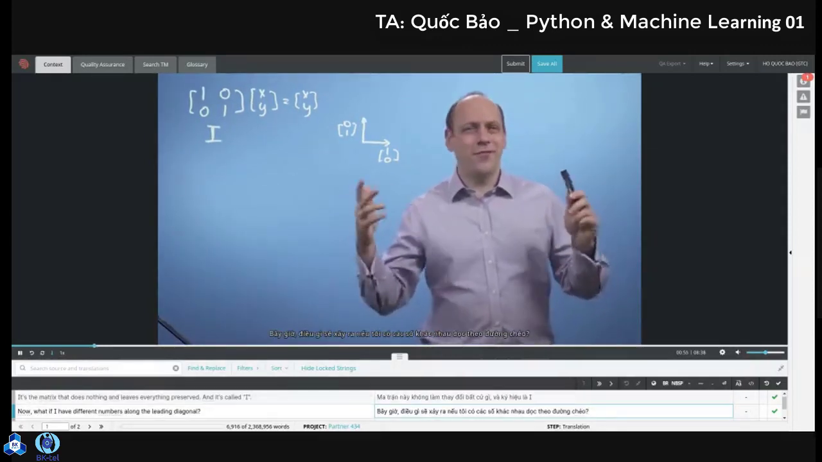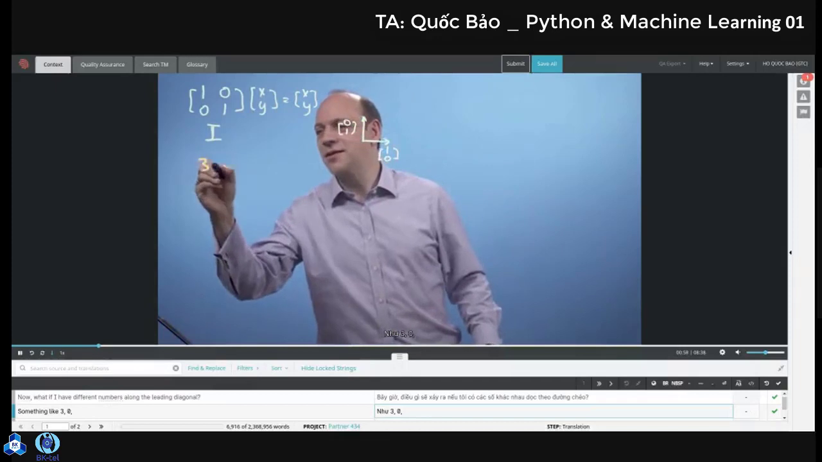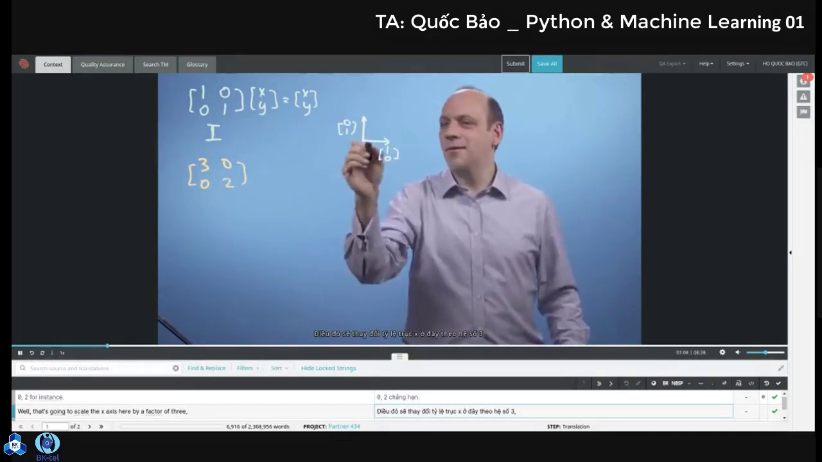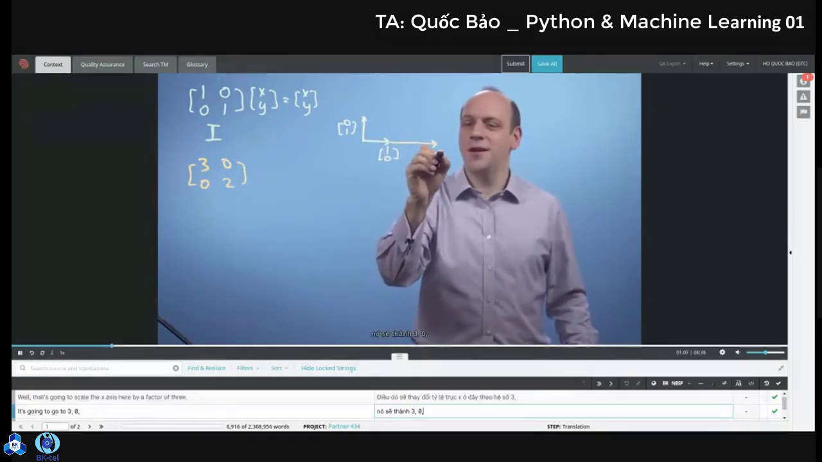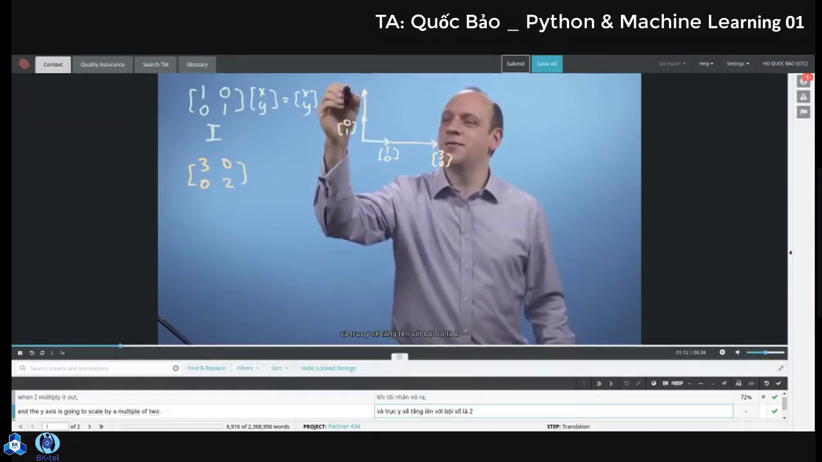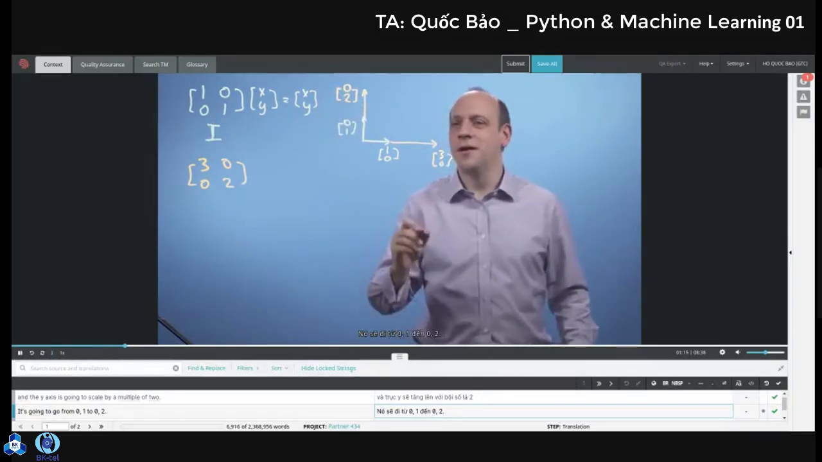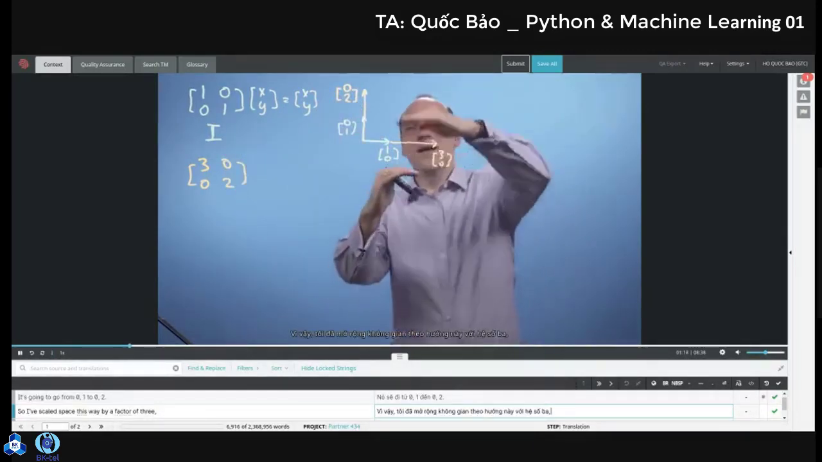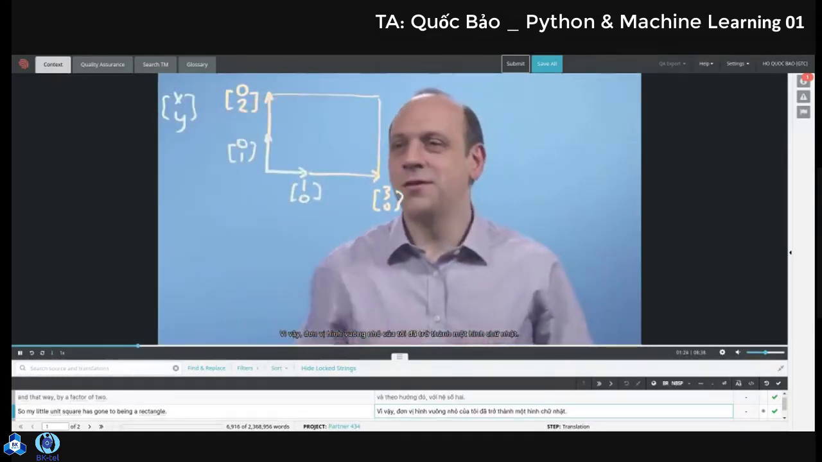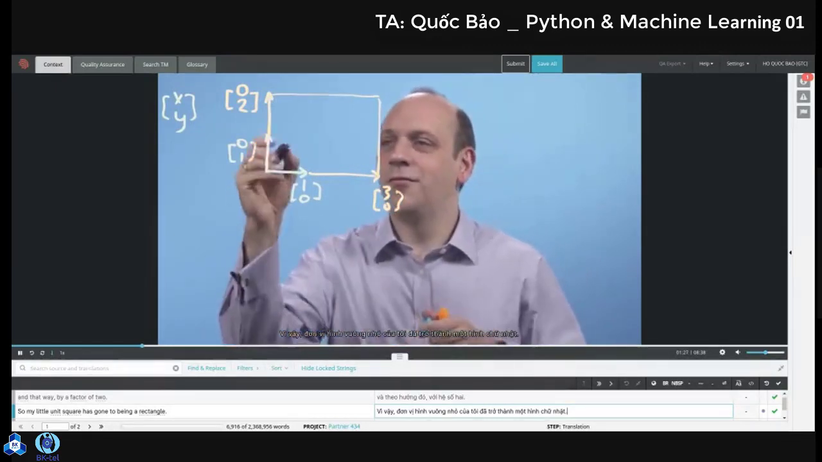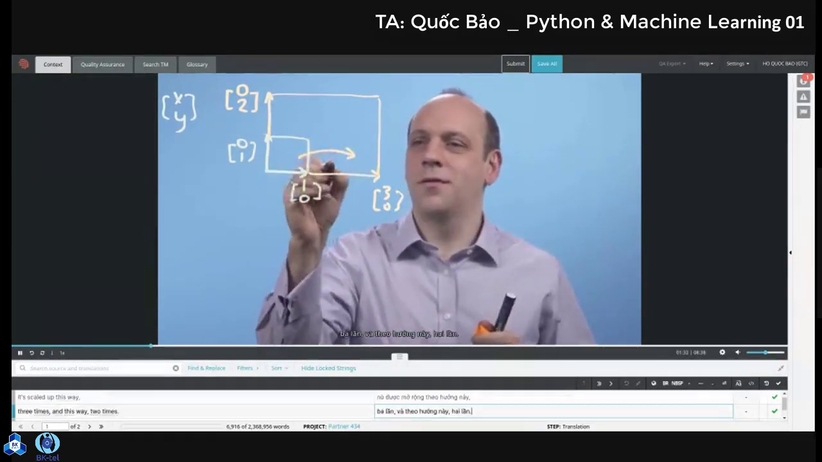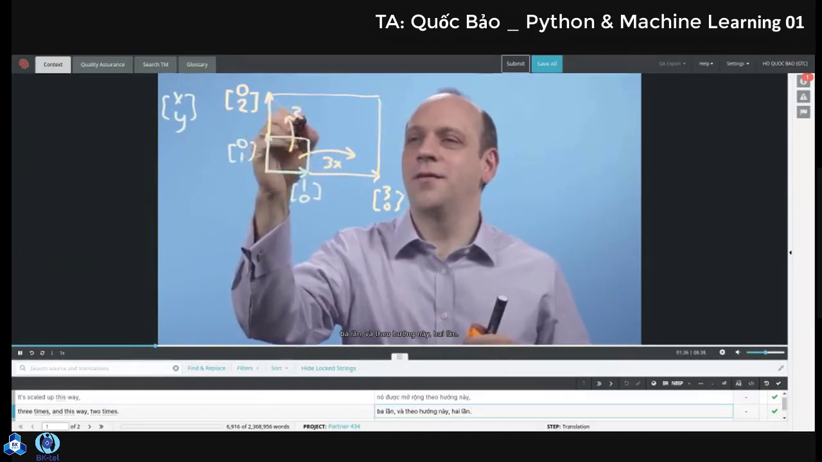Now, what if I have different numbers along the leading diagonal, something like 3, 0, 0, 2, for instance? Well, that's going to scale the x-axis here by a factor of 3. It's going to go to 3, 0 when I multiply it out. And the y-axis is going to scale by a multiple of 2. It's going to go from 0, 1 to 0, 2. So I've scaled space this way by a factor of 3 and that way by a factor of 2. So my little unit square has gone to being a rectangle from being a square originally. It's scaled up this way 3 times and this way 2 times.